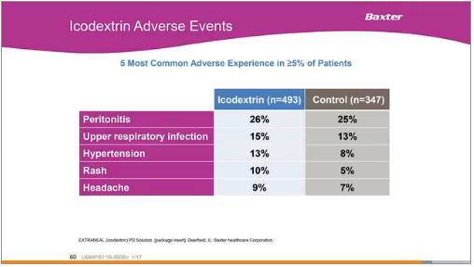We had peritonitis reported in early trials. There was upper respiratory tract infection in icodextrin as well as control groups. You can see the differences in these adverse events, dextrose versus icodextrin. The most significant one really is the rash and these skin hypersensitivities.